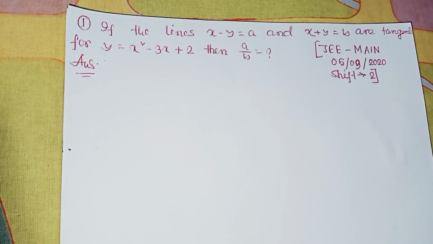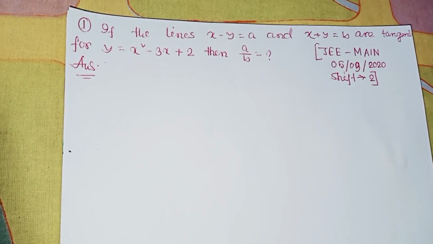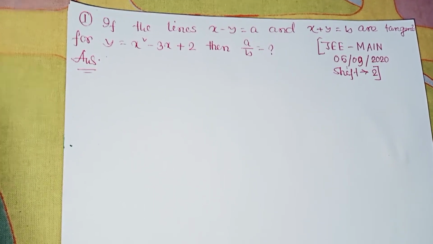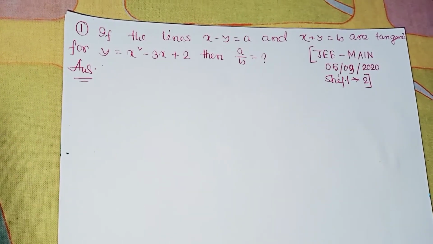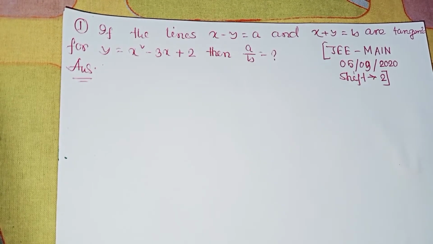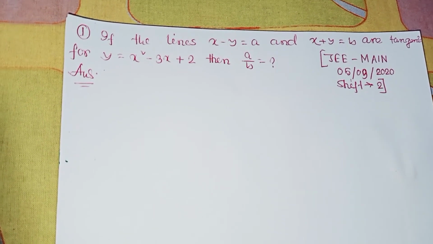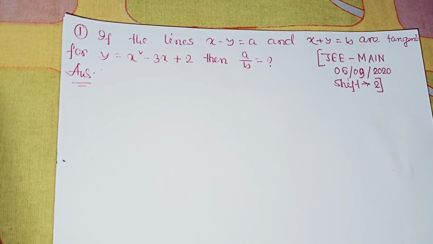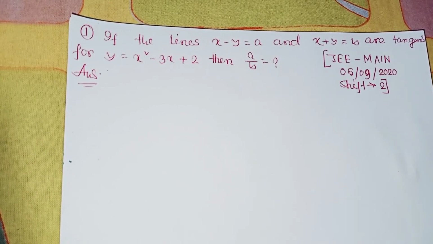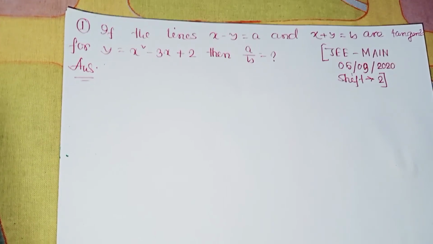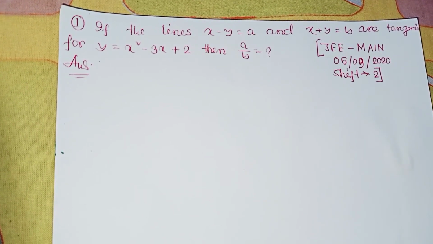Today we solve JEE Main Shift 2, 5th of September 2020 question. Question number 1. If the lines x minus y is equal to a and x plus y is equal to b are tangents to y is equal to x square minus 3x plus 2, then a by b is equal to what?